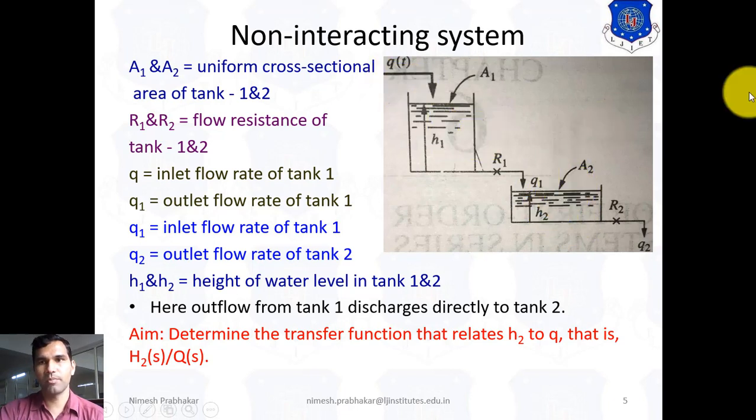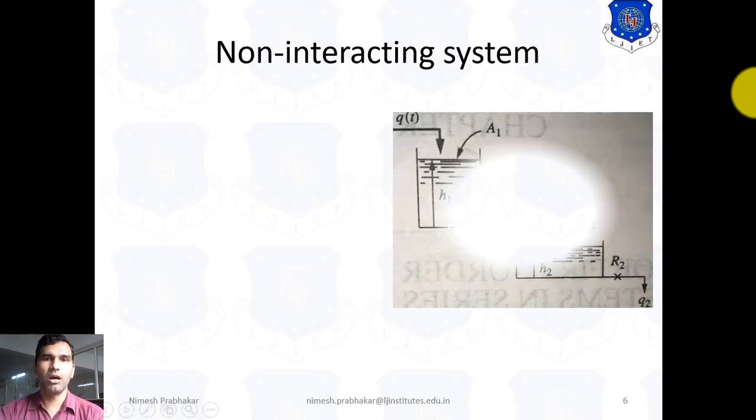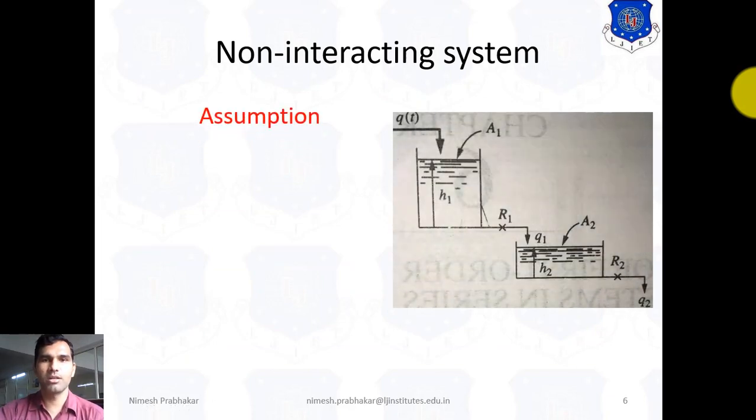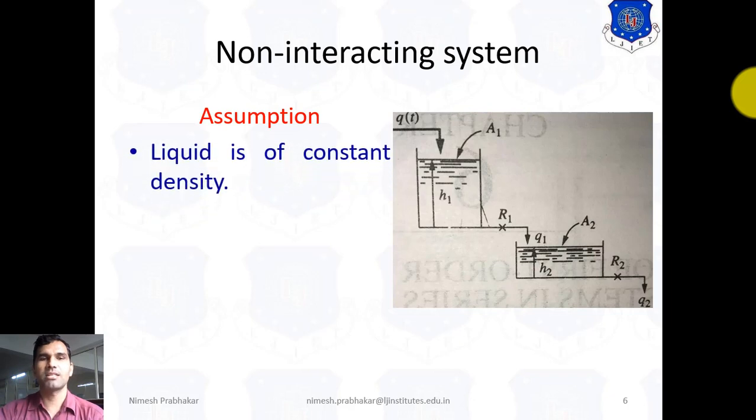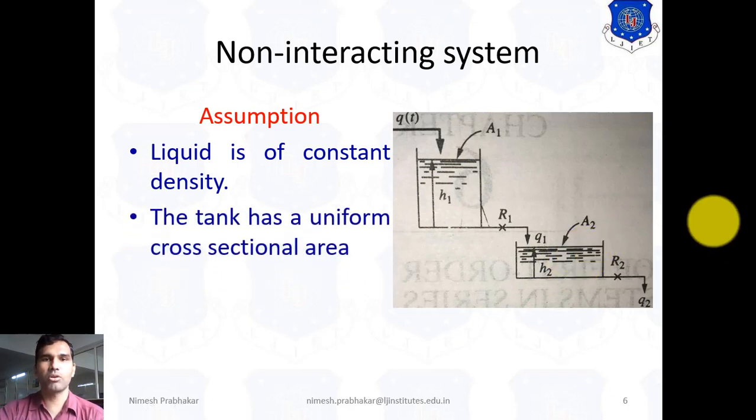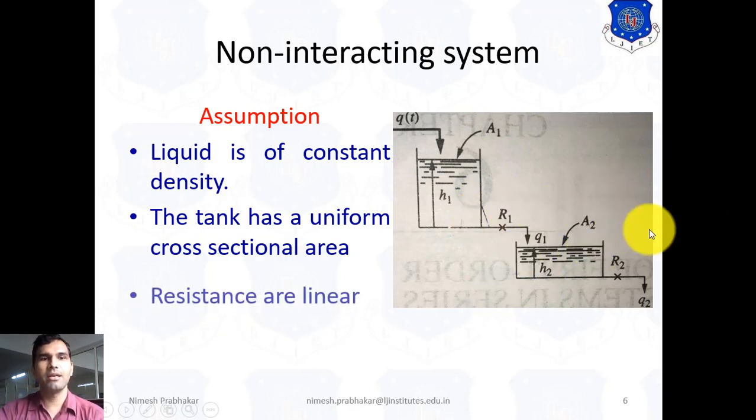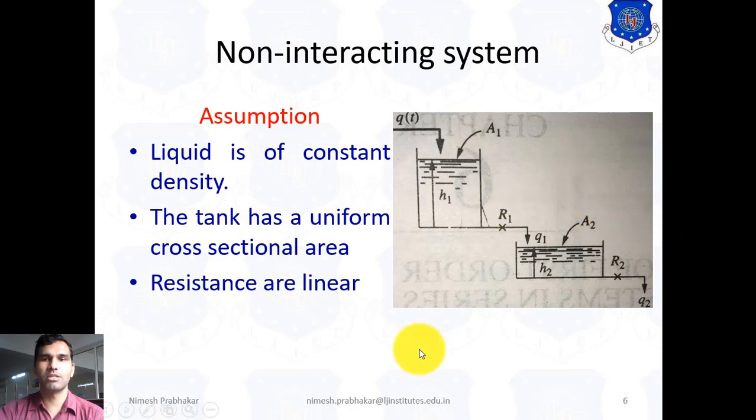Now we start the procedure. First, we take some assumptions. The first assumption is that the liquid is of constant density. That means the liquid density throughout tank 1 and tank 2 is constant, and the tanks have uniform cross-section area. And the resistances are linear. That means they act with linear behavior, so R1 and R2 are linear resistances. So these are our assumptions.